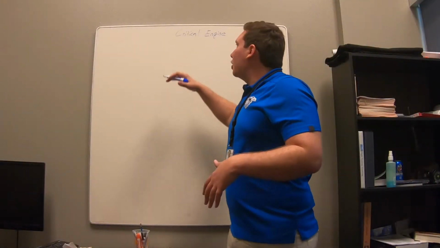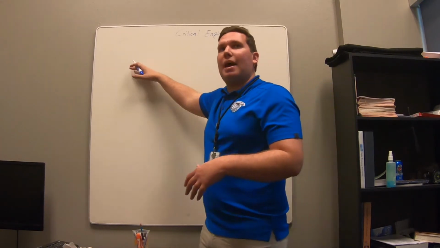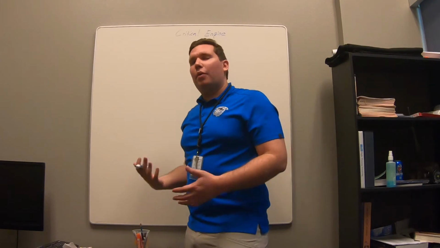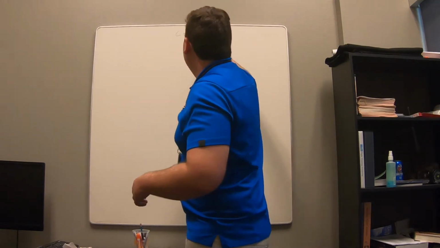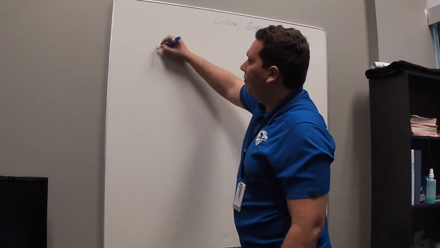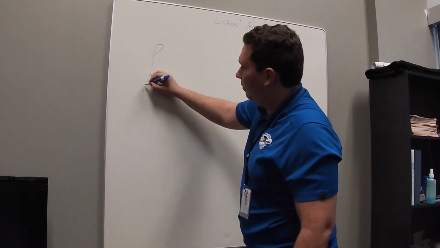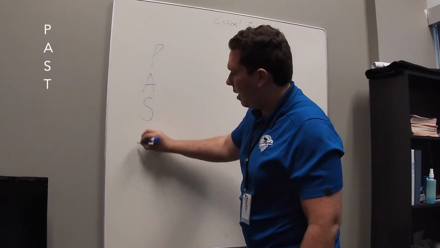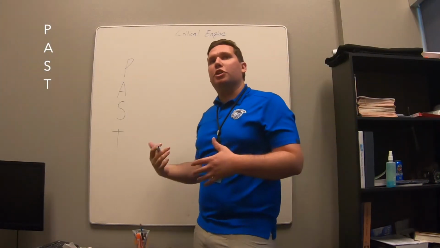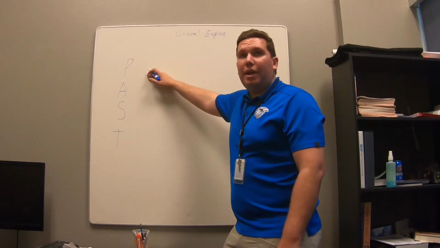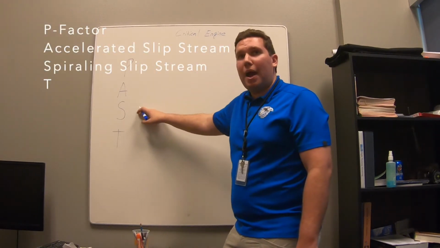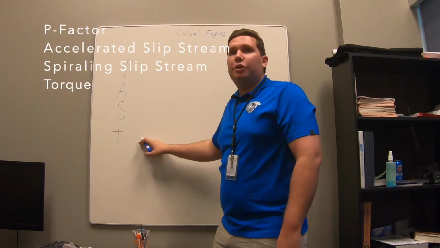So now we're going to define critical engine because we just found out what determines VMC, but we still have this term that we're unfamiliar with, the critical engine. For critical engine, that's going to be the PAST acronym. Okay? The PAST acronym is just like single engine flying. The P stands for P factor, A for accelerated slipstream, S for spiraling slipstream, and T for torque.